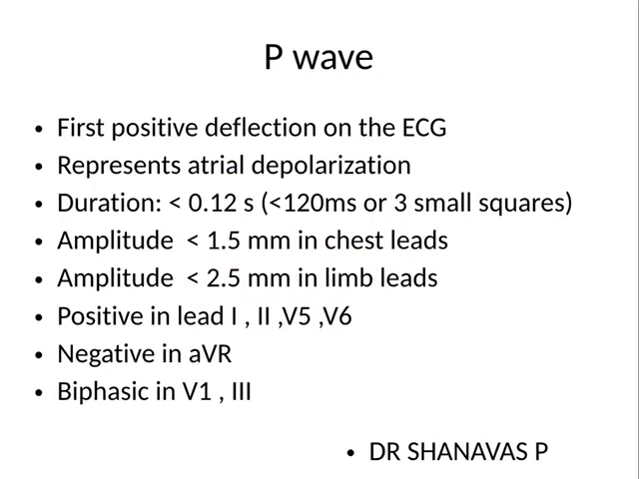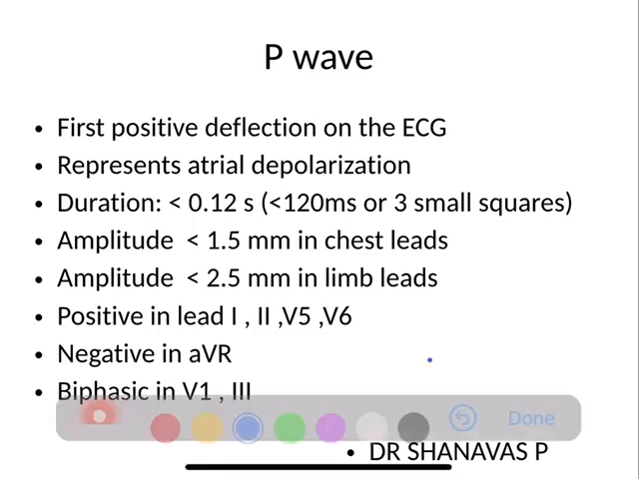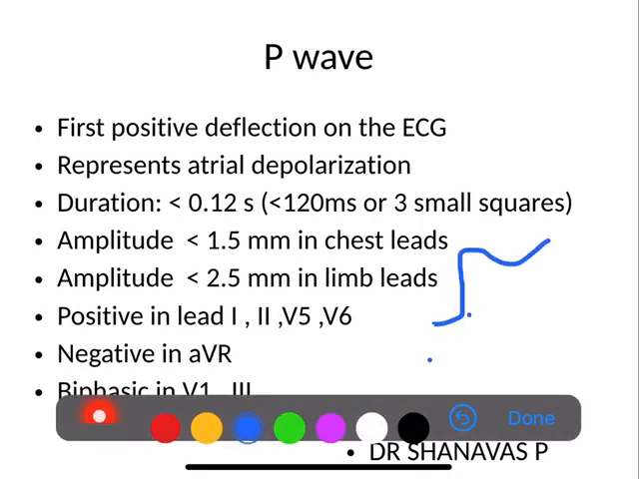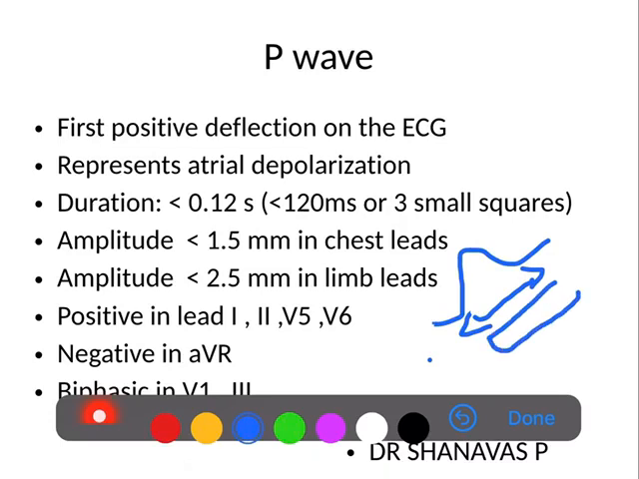Then we should know the basic measurements associated with the P wave. The normal P wave duration is less than 120 milliseconds. Assume that this is your P wave, so this is the P wave duration. Less than 120 milliseconds corresponds to 3 small boxes.